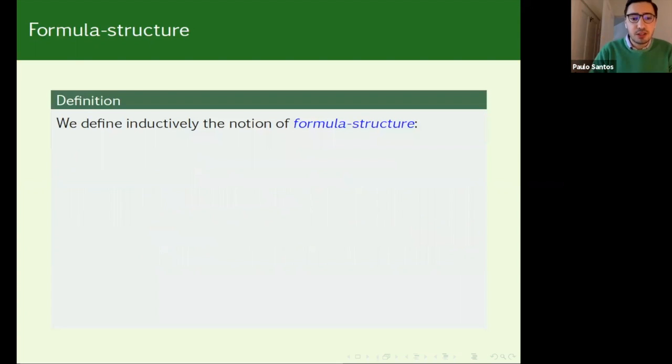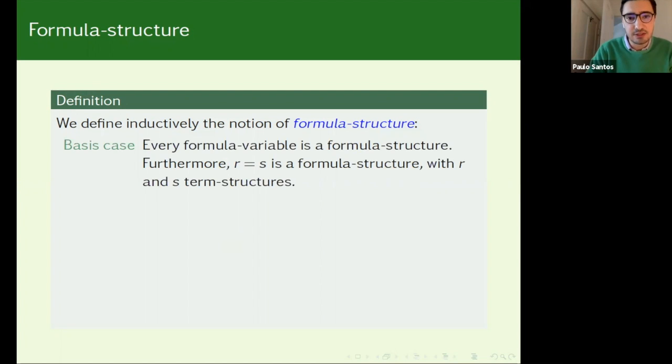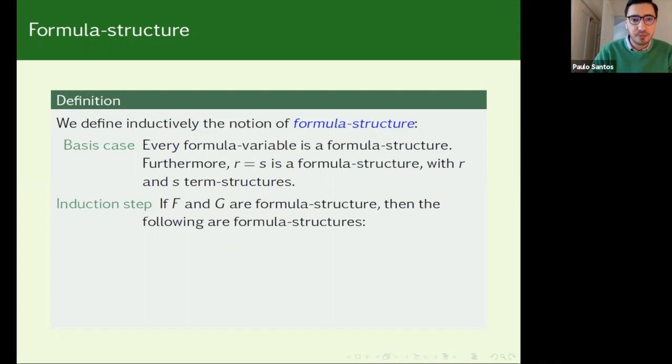Now we are very close to define what a schema is. And for that, I will define what a formula structure is. Just like what I did at the term level, I will do at the formula level. And then we just need to account for the syntactical conditions that appeared in the schemata that I've showed you. The basis case is very simple. Again, every formula variable is a formula structure, and an equality between term structures is a formula structure. The induction step is the following.